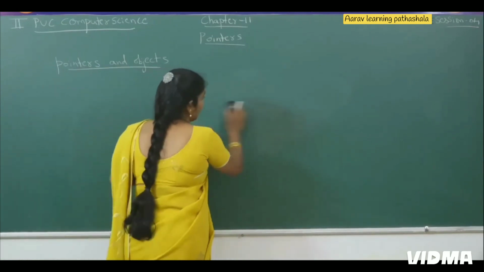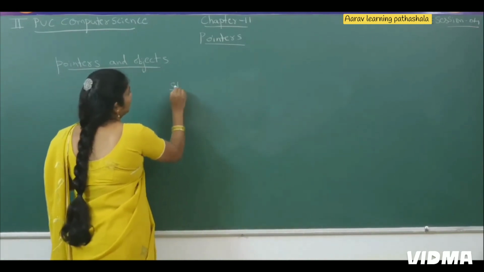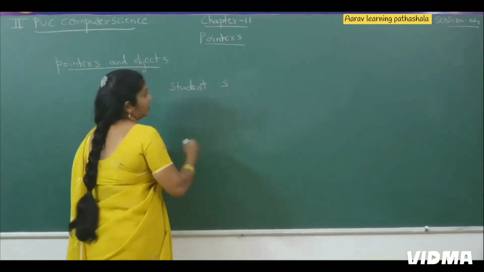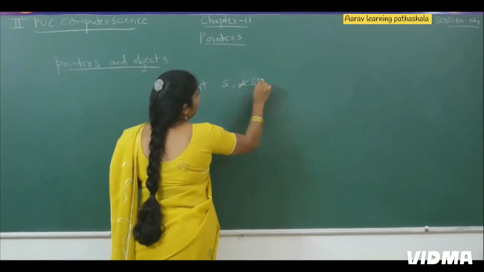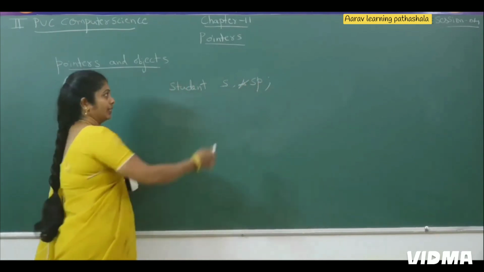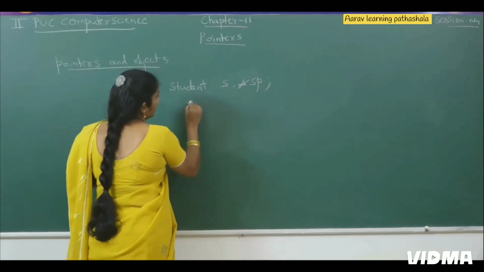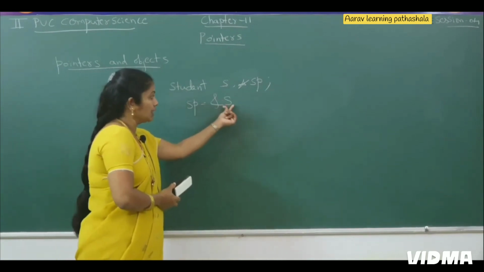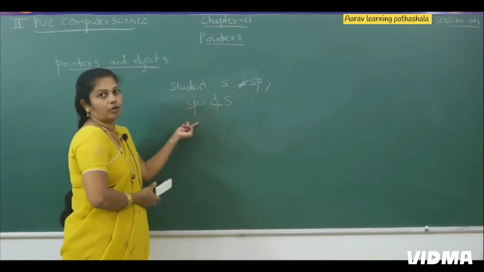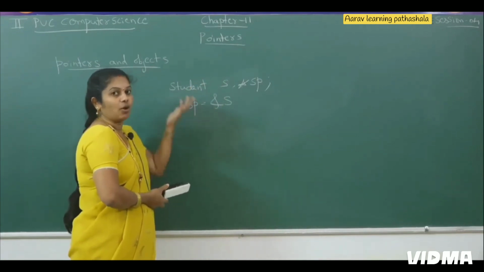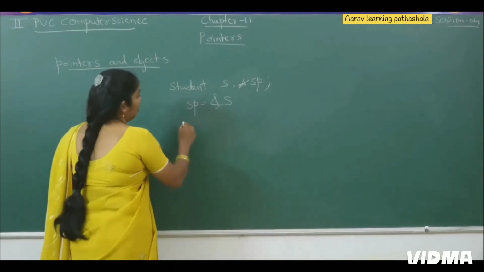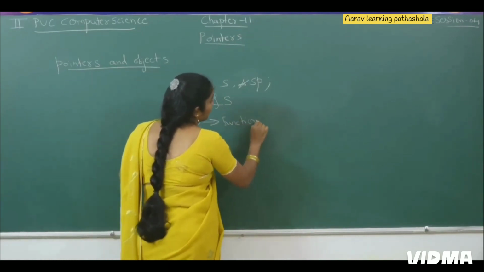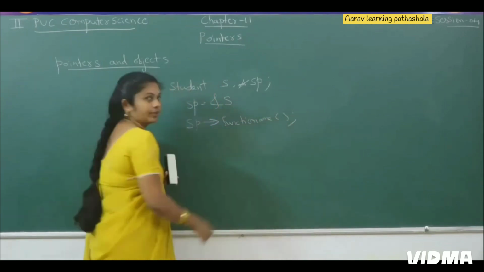While writing an example, student is the class name, then s is a regular object, then star sp is a pointer to object. After that, sp is equal to ampersand s. The address of the s object is transferred to the pointer object. Now is it clear? Then if I want to call the function, I have to write sp arrow function name. Function name I have to write.